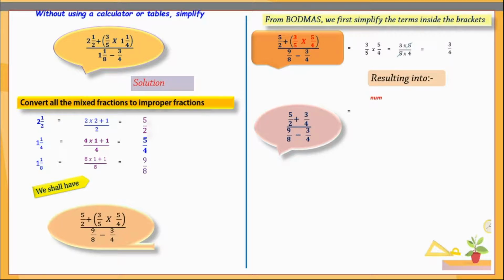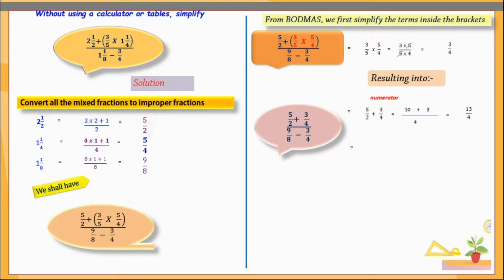So now let's first deal with the numerator. You see that we have 5 out of 2 plus 3 out of 4. We get the LCM of the denominators. The LCM is 4. 4 divided by 2, you have 2. 2 times 5, you have 10. Plus 4 divided by 4, you have 1. 1 times 3, you have 3. So adding the numerators, we shall have 13 out of 4.